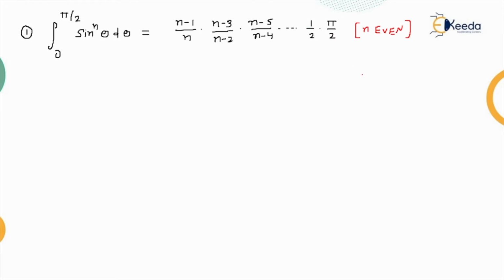But when n is an odd number, what will happen? In that case, this reduction formula is changed a little bit. You write the formula starting from (n minus 1) by n, then (n minus 3) by (n minus 2), then (n minus 5) by (n minus 4), and it continues. But if n is an odd number, the last term will not be 1 by 2, the last term will be 2 by 3. You have to remember this.